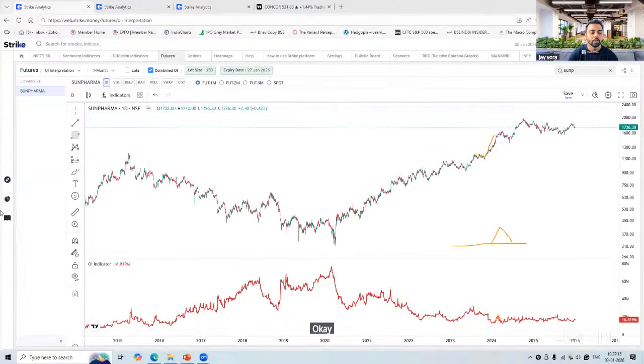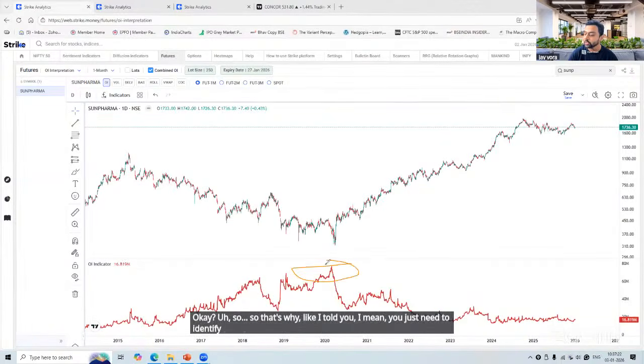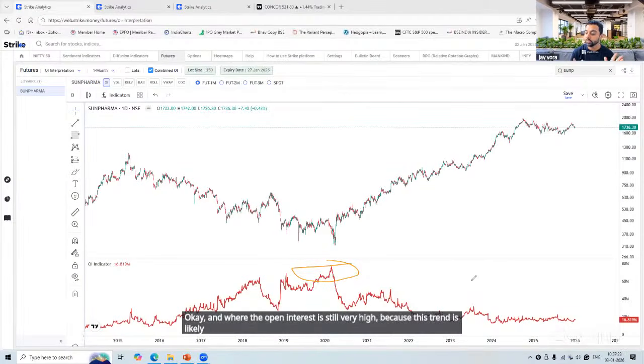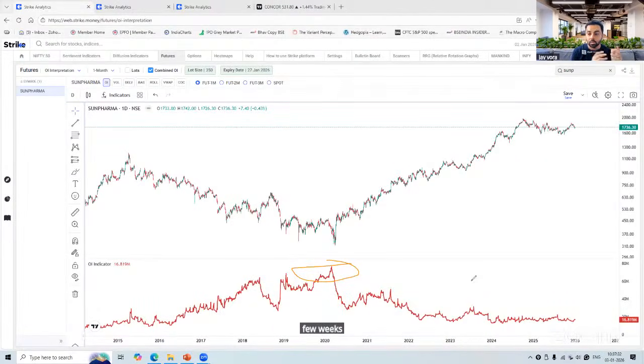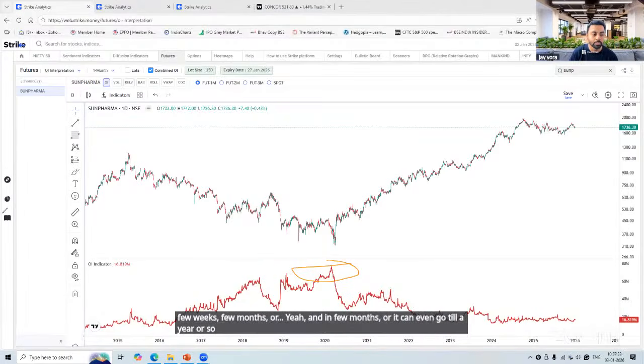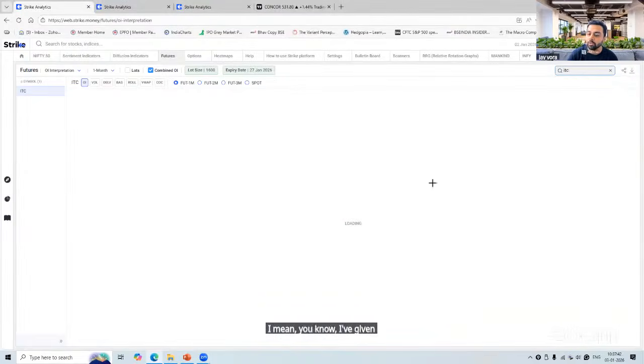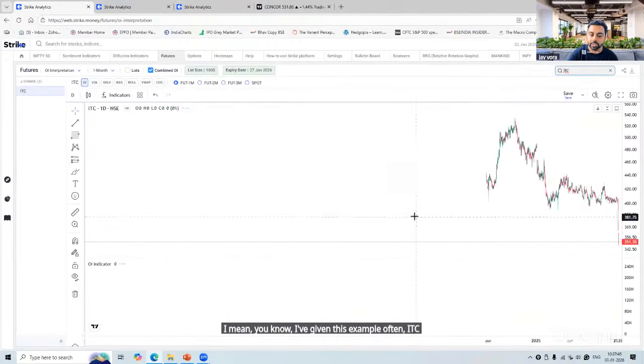Okay, so that's why, like I told you, you just need to identify where there are major shorts and where the open interest is still very high, because this trend is likely to then pick up for the next few weeks, few months, or it can even go till a year or so. So that is the beauty of that. I've given this example often: ITC, this was a much hated stock earlier.